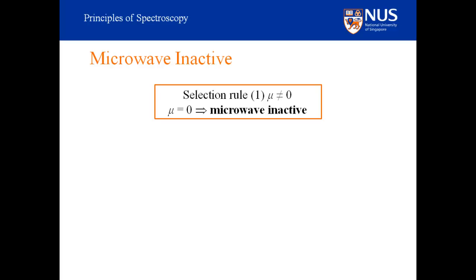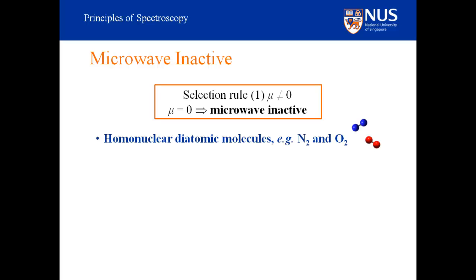The first selection rule is that the dipole moment, mu, must be non-zero. So if it is 0, we won't see a microwave spectrum, and we call this microwave inactive. Diatomic molecules which do not have a dipole moment are the homonuclear diatomics, such as dinitrogen and dioxygen. Also, of course, symmetrical linear molecules, such as carbon dioxide. Carbon dioxide doesn't have a permanent dipole moment and will not show a microwave spectrum.